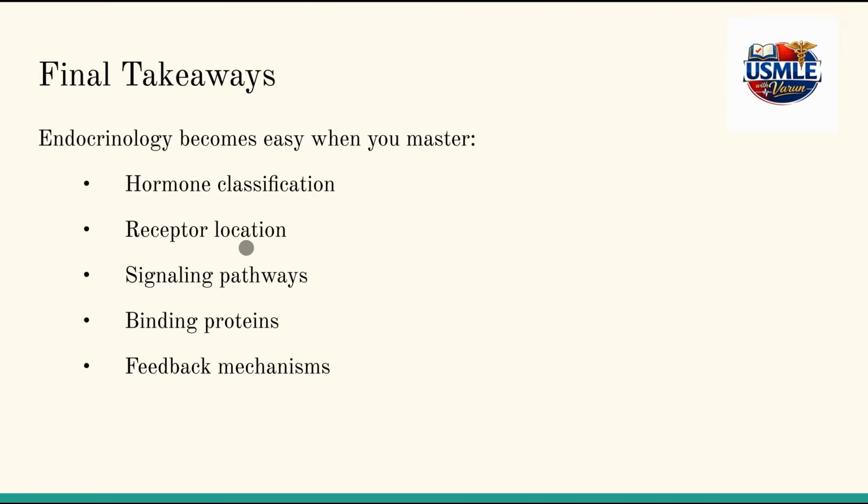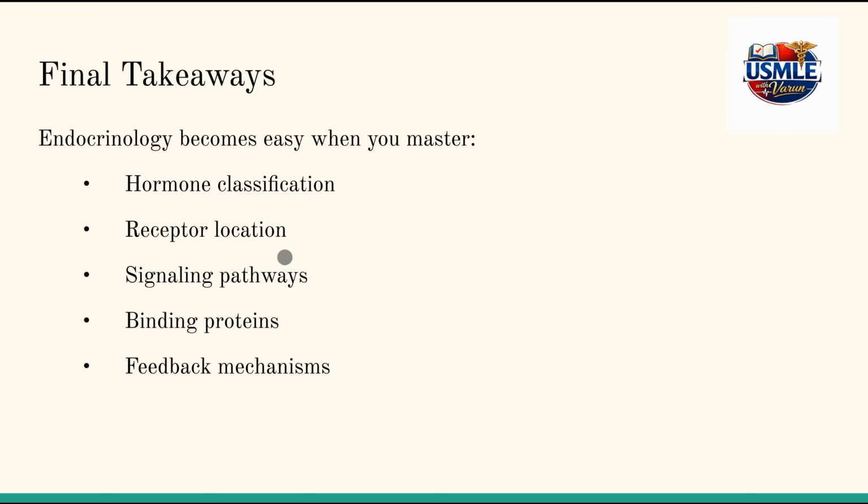The final takeaway is that endocrinology becomes simple when you understand signaling. You need to understand how the receptors work and what the feedback pattern is. This foundation helps us solve questions logically rather than just memorizing. You need to understand hormone classification, location of receptors, signaling pathways, binding proteins, and feedback mechanisms. When you understand all of these, it allows you to solve endocrine questions. You can approach them logically rather than just memorizing tables.